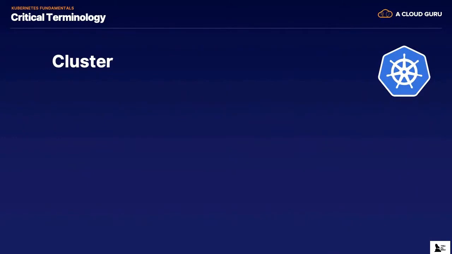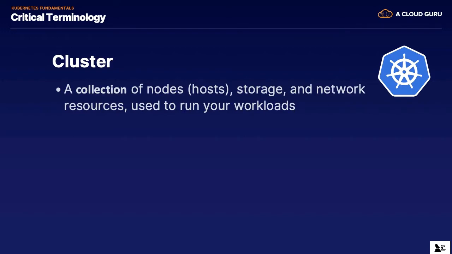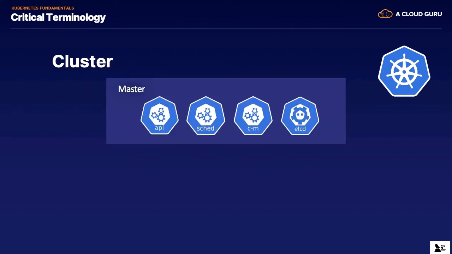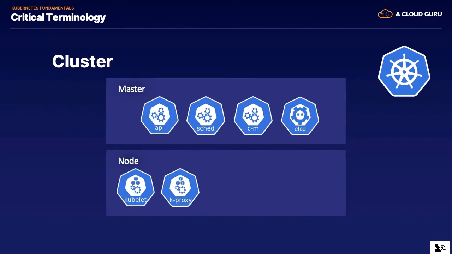The next term I want to talk about is a cluster. In the world of Kubernetes, a cluster is a collection of nodes, also known as hosts, storage, and network resources that are used to run your workloads. You may have one or multiple clusters, and every cluster will have at least one Kubernetes master. If we take a look at our diagram, this is the typical cluster here. You have a master node, which we'll talk about more in just a minute, and then a worker node, or just a node as it's called in Kubernetes. And in production environments, you would probably have multiple master nodes and many worker nodes that actually run your workloads.